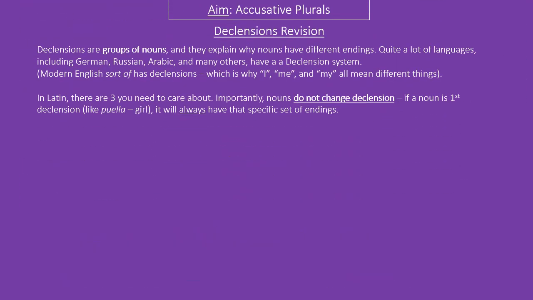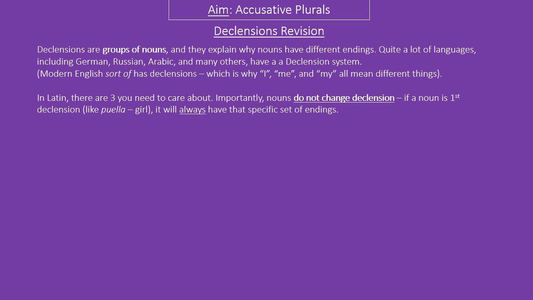The next thing we probably need to think about are declensions. Declensions are just groups of nouns. They explain why different nouns have different endings. And it's just a way of learning all the endings that a certain noun might reasonably use by pattern recognition. Actually, as it happens, quite a lot of languages have declensions. Notable examples being Russian, German, and Arabic, but a lot of languages across the globe do have declensions. English sort of does, but not really. It's a bit weird and irregular, as is often the case with English.